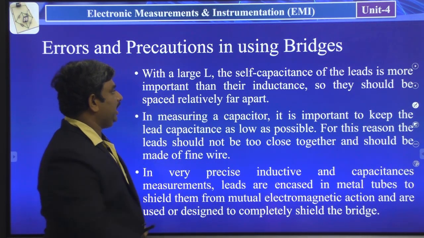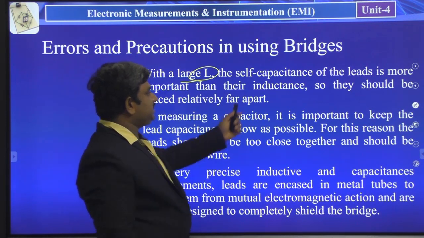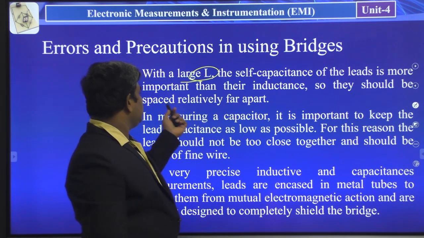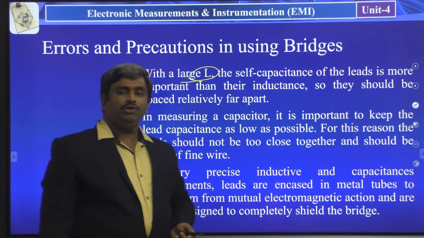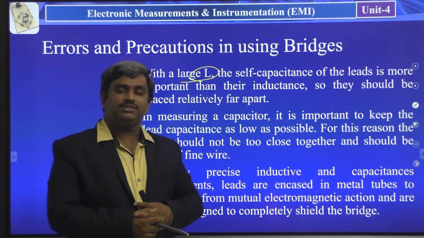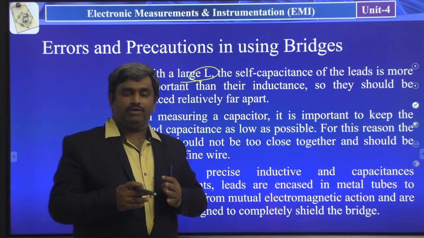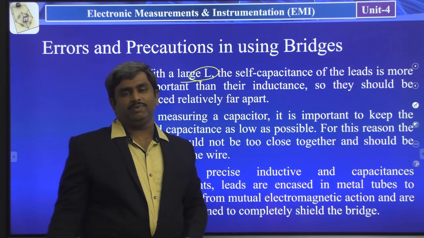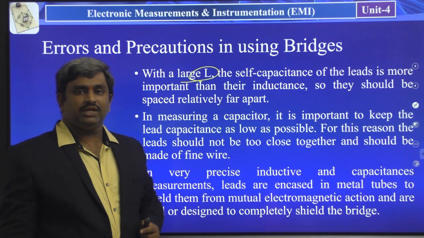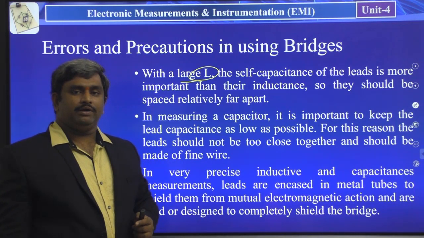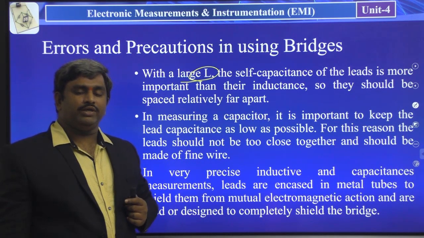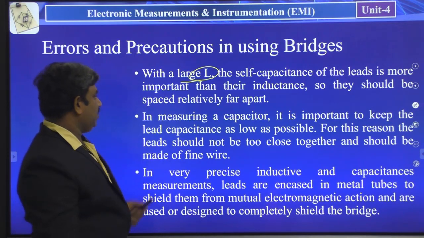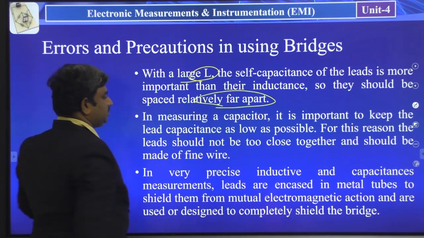Next, with a large L value, the self capacitance of the leads is more important than their inductance. So they should be spaced relatively far apart. When you are placing large values of inductance, you have to maintain some distance between the capacitance and inductance parameters. We can reduce the radiation effects and some of the electrical noise by giving some distance between these two components. We have to maintain a far distance between these two.